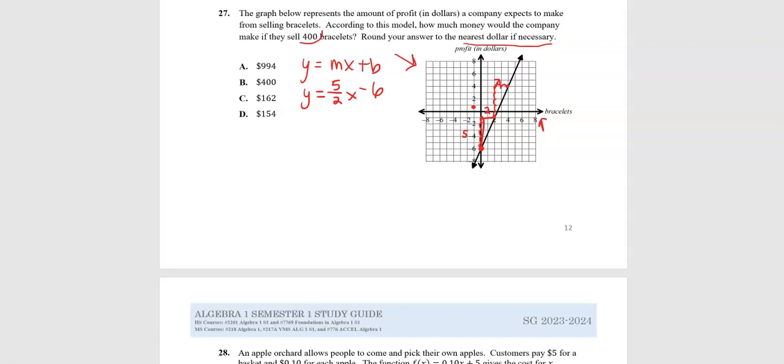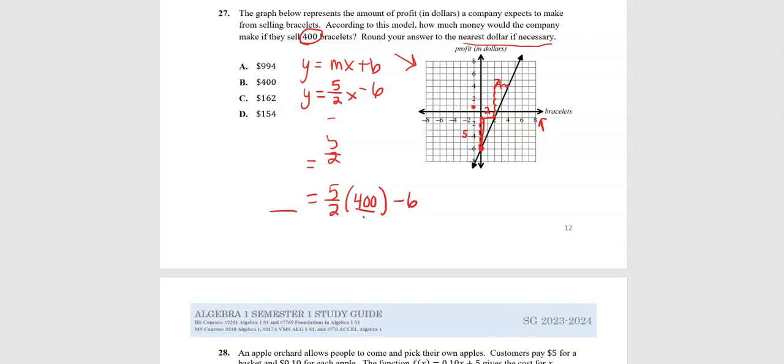The next thing I'm going to do is now take my input of 400 and put it in for x, my domain. I'm going to say that 5 halves, sorry for all the glitching. Let's see if it figures itself out. Not quite. Let's do it a little lower. 5 halves times 400 minus 6 is going to be my total cost.